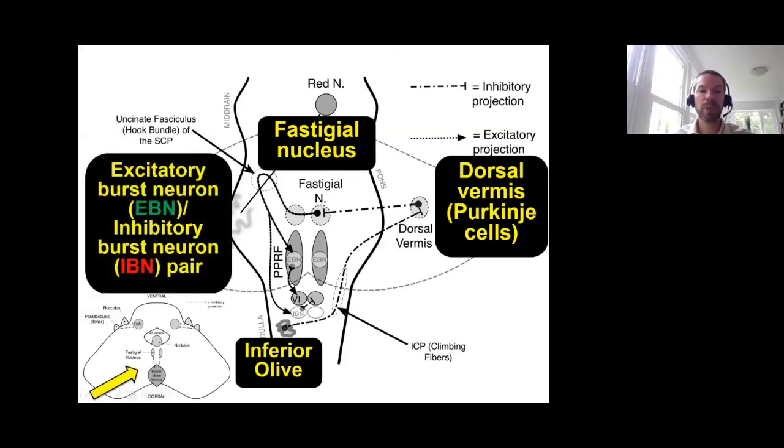So again, we have this excitatory burst neuron, this EBN, which is within the PPRF, and the inhibitory burst neuron, the IBN, pair, and this allows for excitation on one side with simultaneous inhibition on the other side. This is an example of reciprocal innervation.